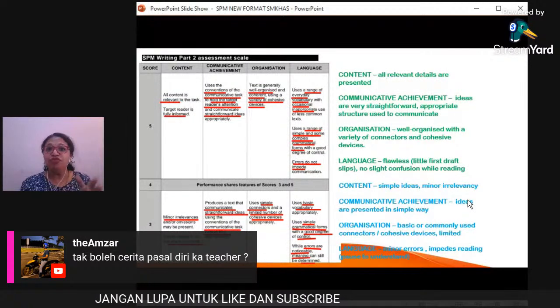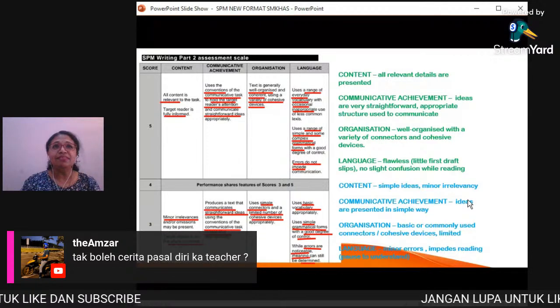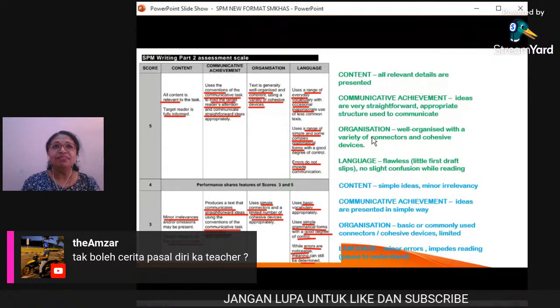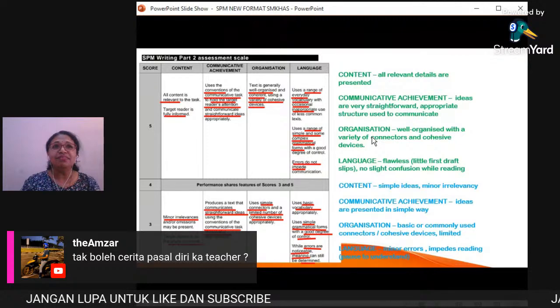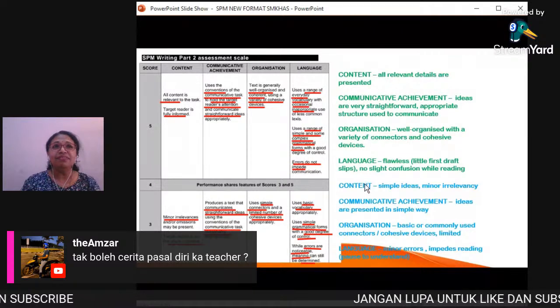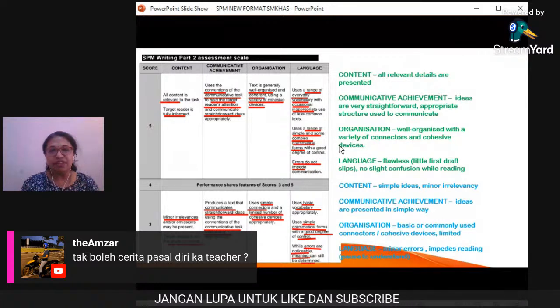Next one, if you see here, the idea is very straightforward. Here, ideas are presented in a very simple way. You use linkers like then, next, first, second, third, and all that. Okay, there is a confusion between first and firstly. Sometimes they say can be allowed and cannot be allowed. This one I wrote in a book.